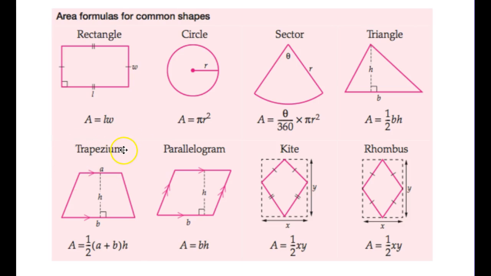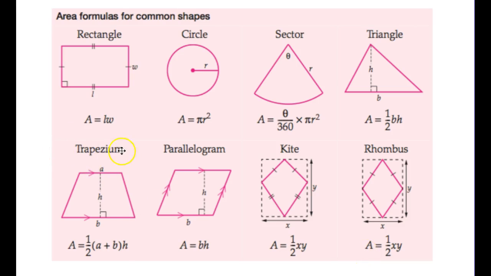For a trapezium, we think of this as a trapezoid, so if you write this in your notes, just change this to a trapezoid. The area is equal to 1/2 times the quantity of a plus b times h. For a parallelogram, area is equal to base times height. For a kite, area is equal to 1/2 times x times y. And for a rhombus, area is equal to 1/2 times x times y.